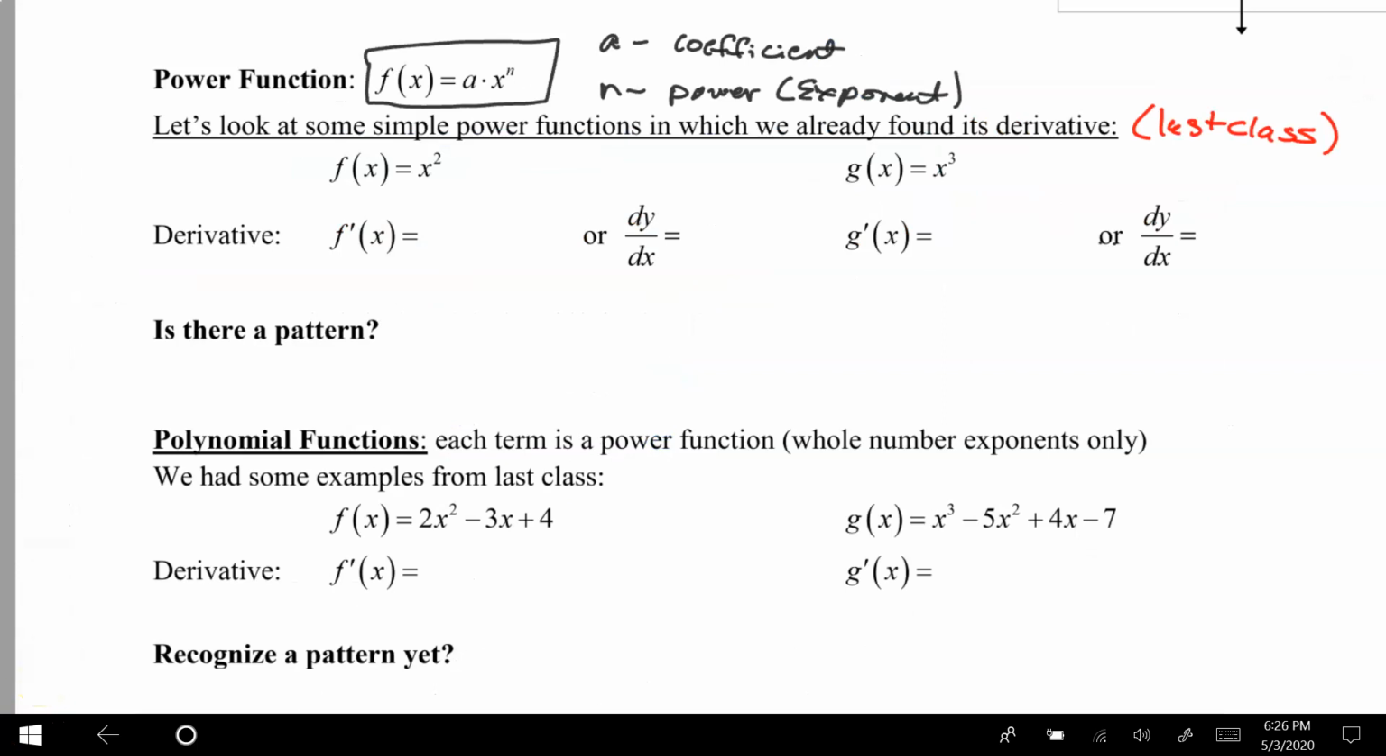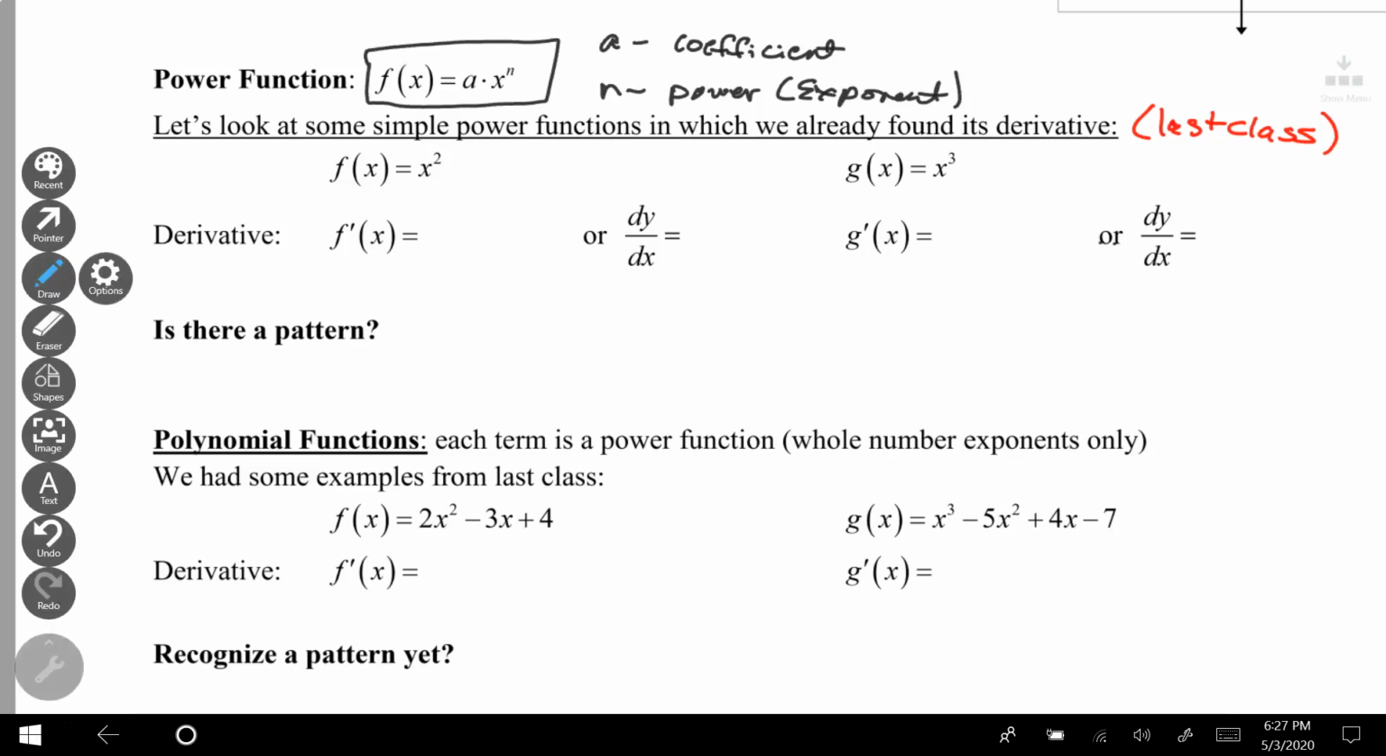Okay, so today we're going to look at power functions: a times x raised to some n power, where a is the coefficient up front and n is the exponent of the power. We did some of these last class. The derivative of x squared turned out to be just 2x, or the dy dx is 2x. dy over dx, change in y over change in x, slope. And x cubed, again we did last class, turned out to be 3x squared, or the dy dx is 3x squared.